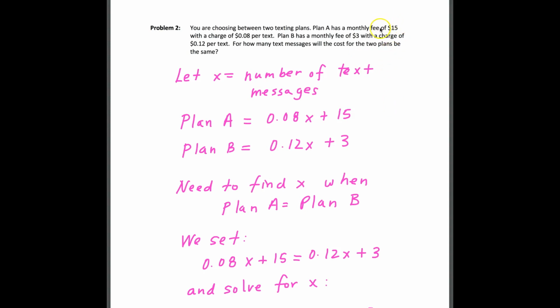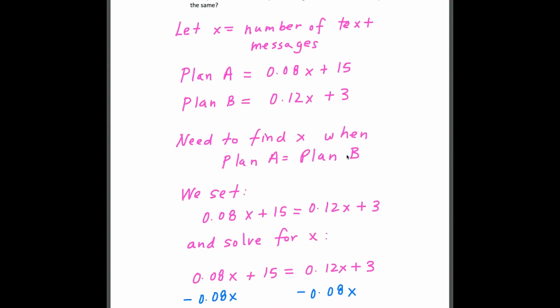All right, well, the monthly fee is just like a flat rate, right? Here, though, this 8 cents for Plan A is per text. So it would make sense in this problem to let x equal the number of text messages. Then we can write Plan A would be 0.08 times x plus 15, and Plan B would be 0.12x plus 3.